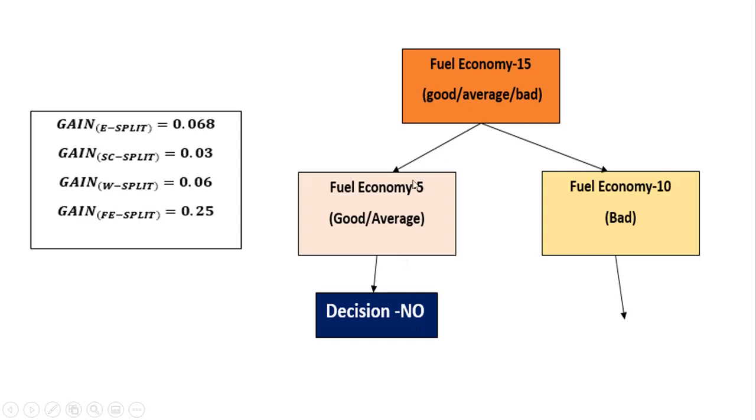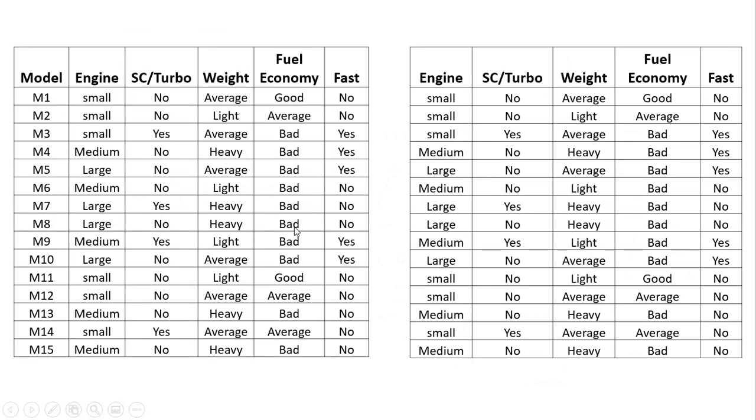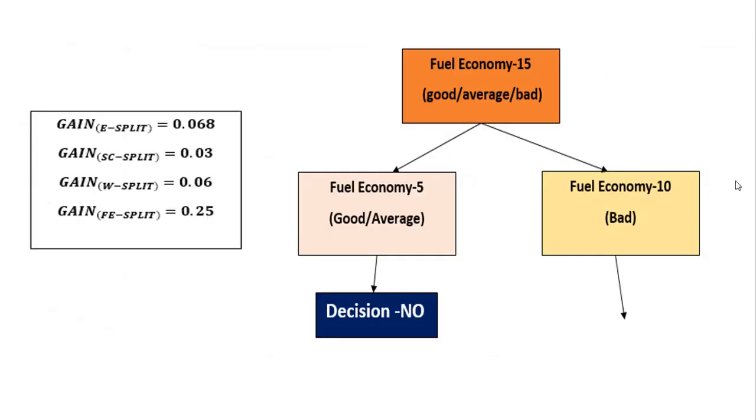We are left with only the case when fuel economy is bad. When we look here, when fuel economy is bad, there are cases where the car may go fast and some cases where the car does not go fast. There are 10 rows in the bad category. From there we have to choose our next child node for fuel economy to make further decisions.